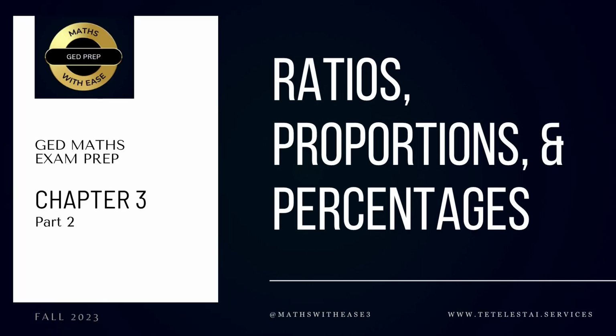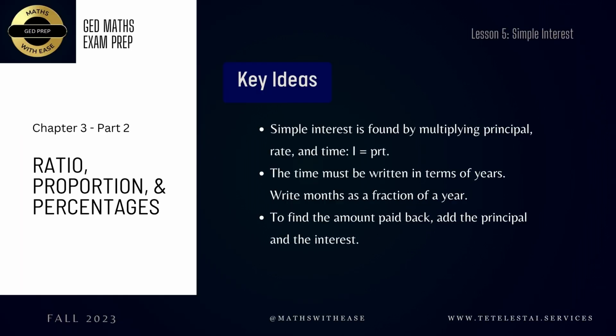So starting with lesson 5, which is on simple interest, the key idea to keep in mind is that simple interest is found by multiplying principal, rate, and time. So here's the formula: I equals PRT. The time must be written in terms of years, so write months as a fraction of a year. And then to find the amount paid back, all you need to do is add the principal and the interest.